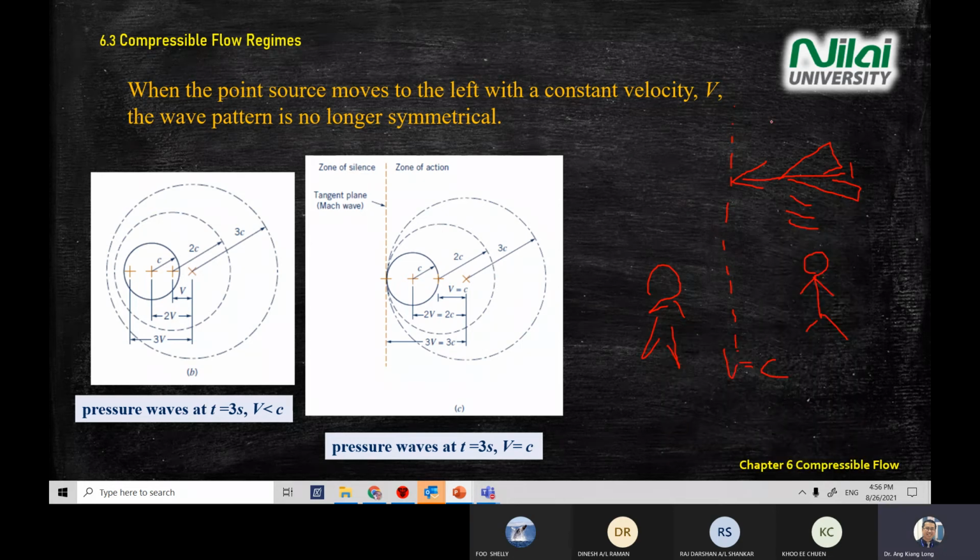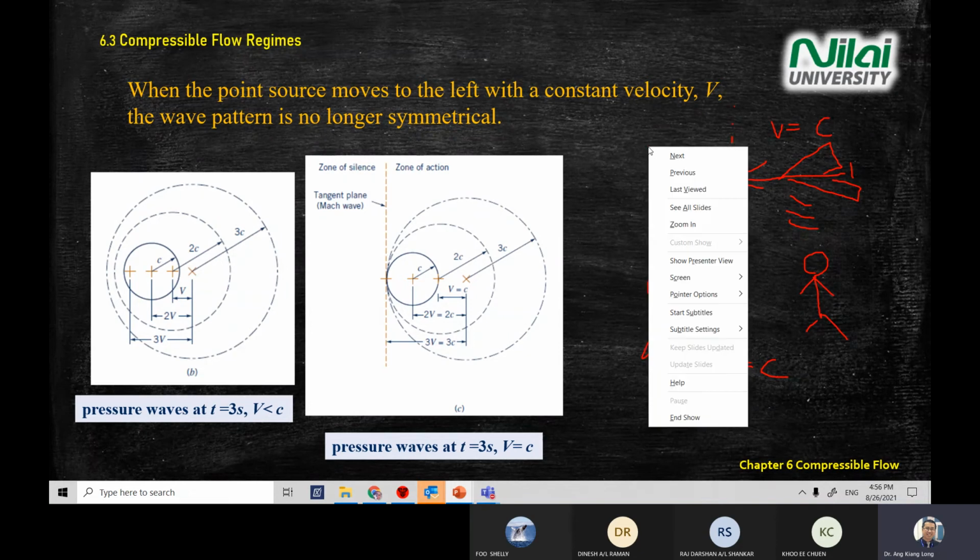Meaning this fighter jet is moving at the speed of sound. The velocity of this fighter jet will equal the speed of sound. It will form one tangent plane in front of the aircraft. So if you're standing in front of the zone of silence, you won't hear anything. But if you are behind the aircraft, then you will hear the jet after a certain time from a distance. Okay.